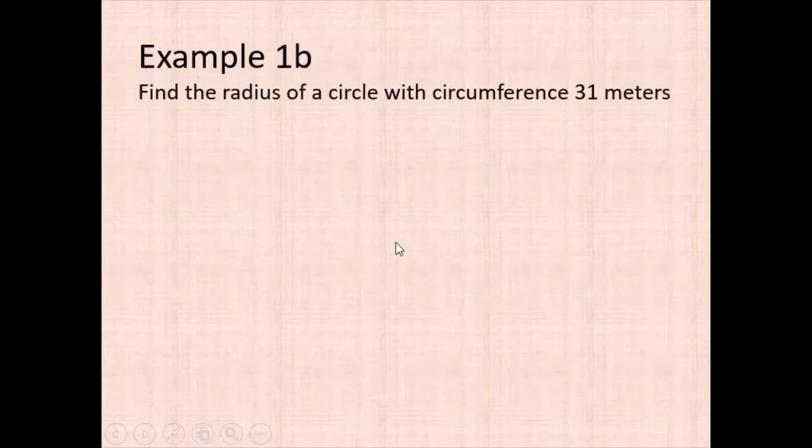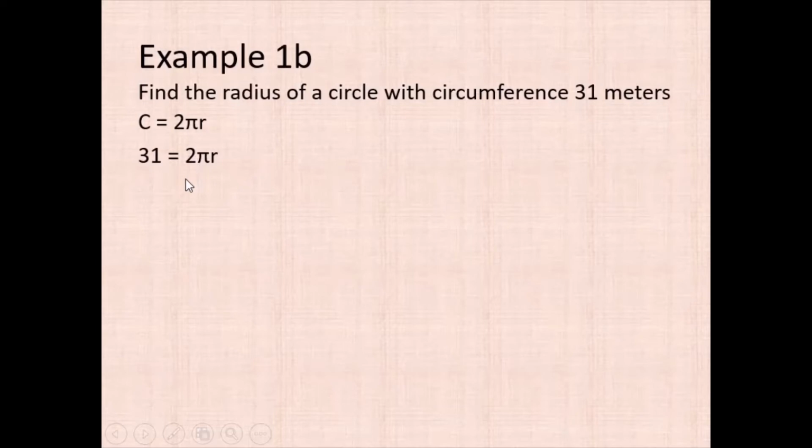All right, we're going to go to example 1b. This time they ask it backwards, so they give you the circumference. You've got to come up with the radius. So we still use the same equation, C equals 2 pi r, but this time the 31 is a circumference. So that's going to go on the left side, in for C instead of in for r. And now we've got an equation with just one letter, it's r. Remember, pi is a number, 3.14.